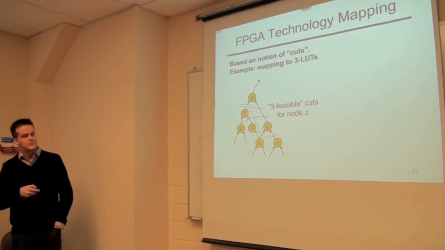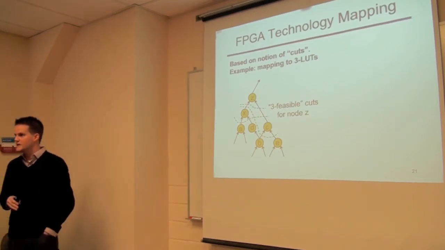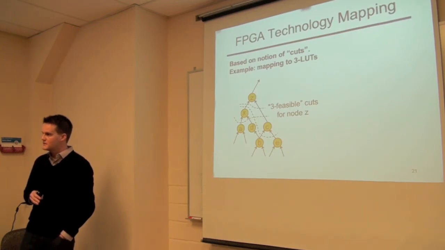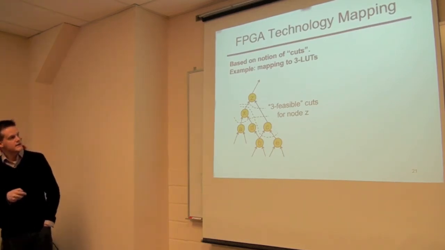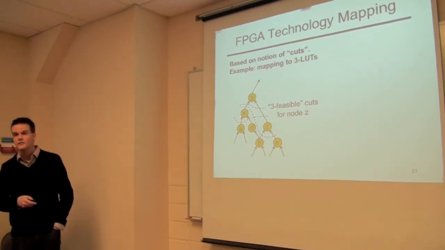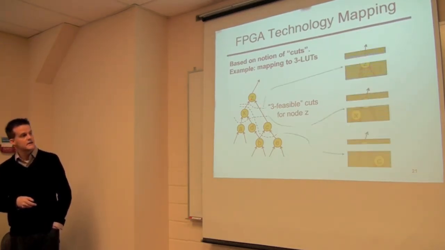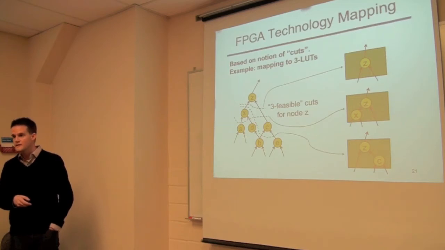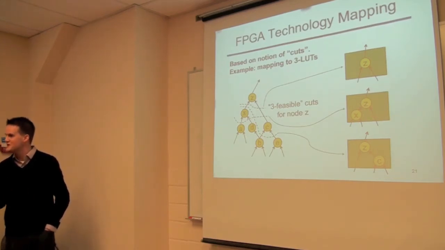I cut Z's predecessor network. As long as there's no more than 3 edges crossing the cut, that's a legal mapping for Z. So here are 3 possible cuts for node Z, and you can see that they each have no more than 3 edges crossing the cut. Those are 3 possible LUT mappings for Z and some of its predecessors.